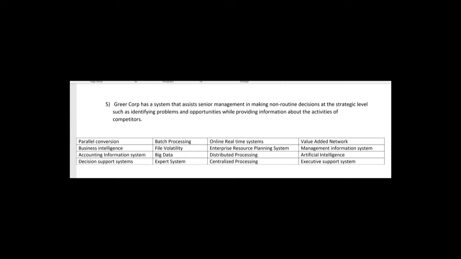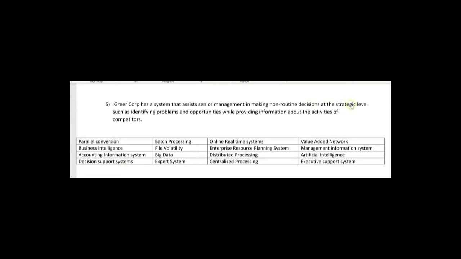Greer Corp has a system that assists senior management in making non-routine decisions, not everyday decisions, but decisions nonetheless, at the strategic level, so pretty high up, such as identifying problems and opportunities while providing information about the activities of competitors. So this is not a system working on its own without humans. This system is helping senior management to make non-routine decisions. So it's not an expert system. Is it a decision support system?